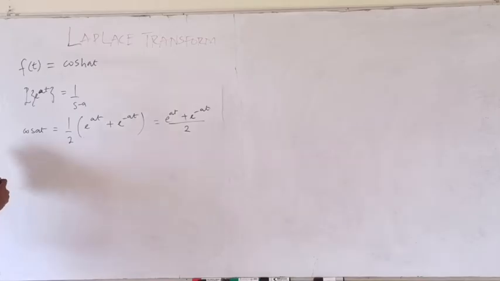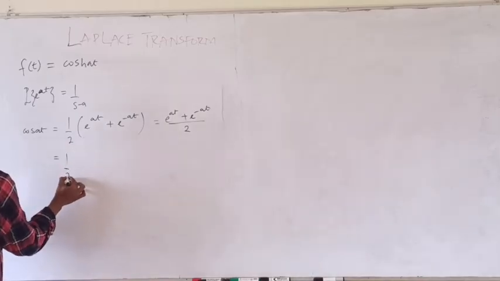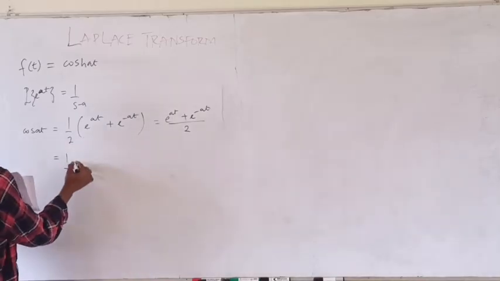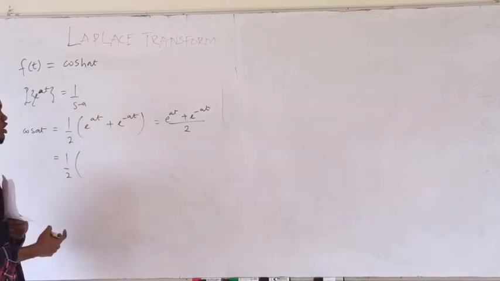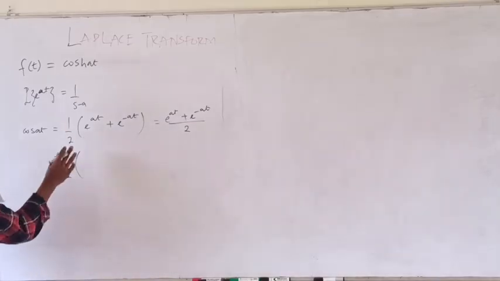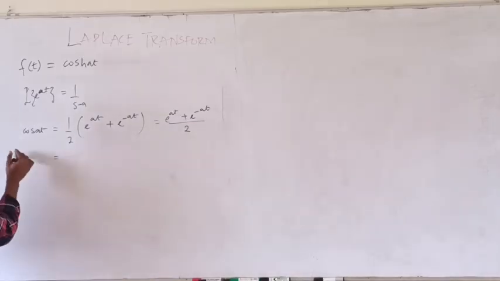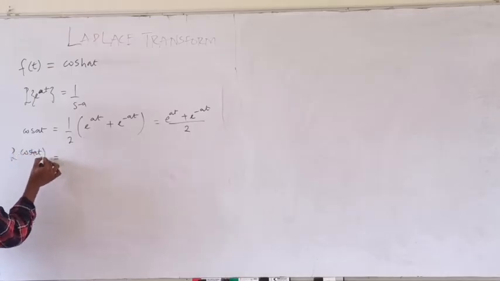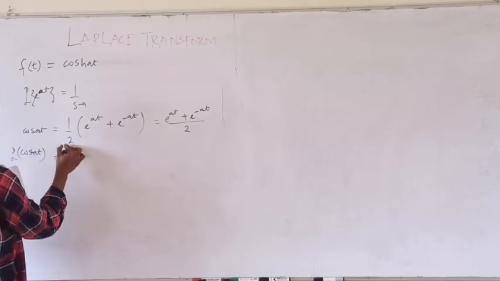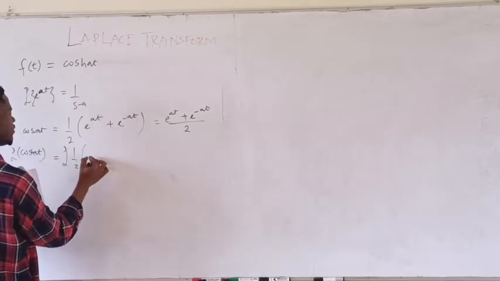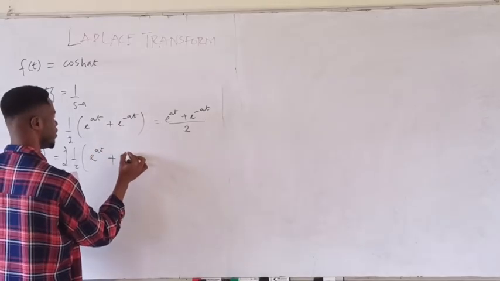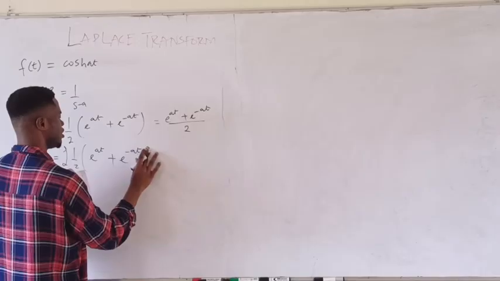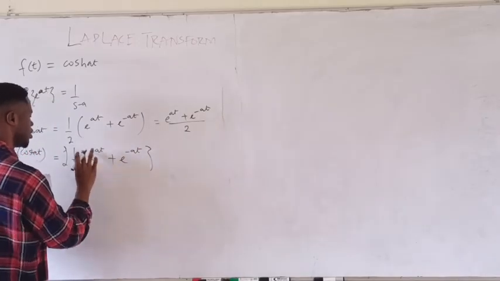So the Laplace of this cosh at now is equal to 1 over 2. Let's go through it this way: the Laplace of cosh at is equal to the Laplace of 1 over 2 of exponential of at plus exponential of minus at, right? Let's go through it like this first.